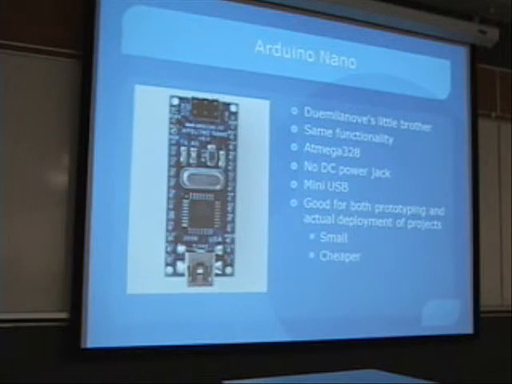Okay, the other thing is Arduino Nano, which is like a smaller version of the Duemilanove. Same functionality as the Mega 328. It doesn't have a DC power jack, but it's considerably smaller. It uses mini USB. Might be good for both prototyping and actually deploying in simple projects.